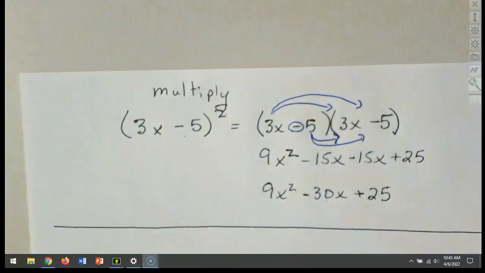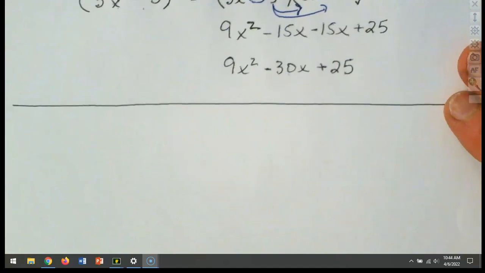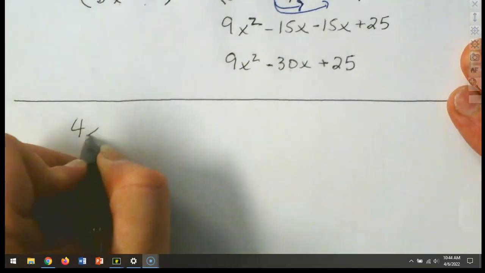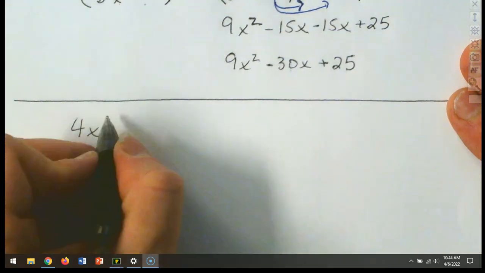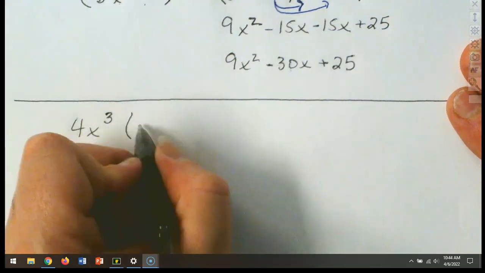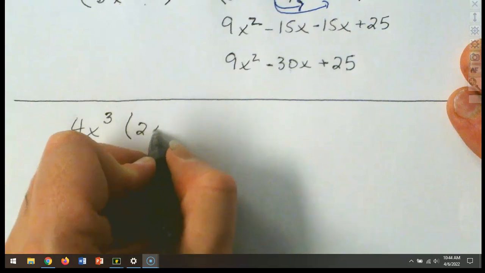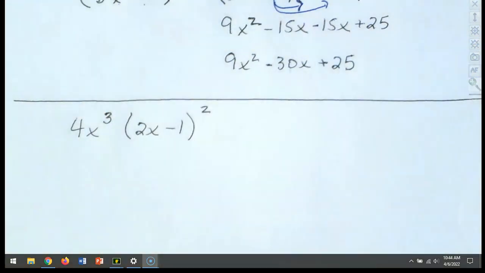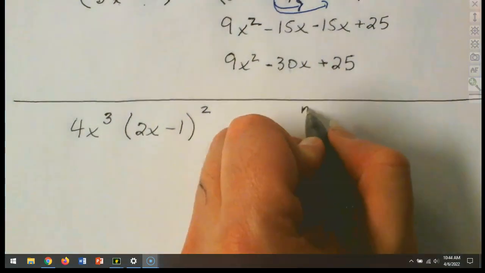Let's try another one. And this one, we're going to have to rewrite it and distribute at the end. So it's a similar problem. Let's say we have a 4x to the third times (2x minus 1) quantity squared. And again, we want to multiply this out.